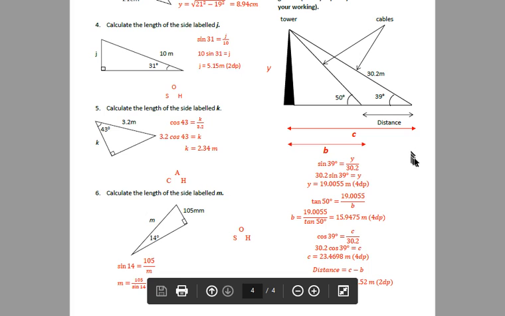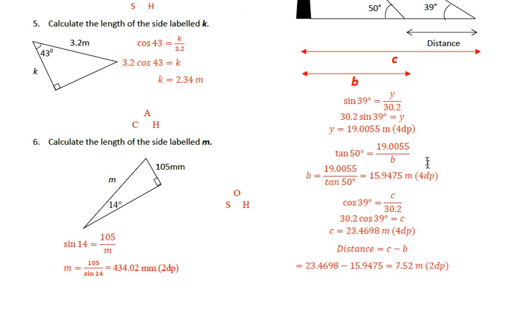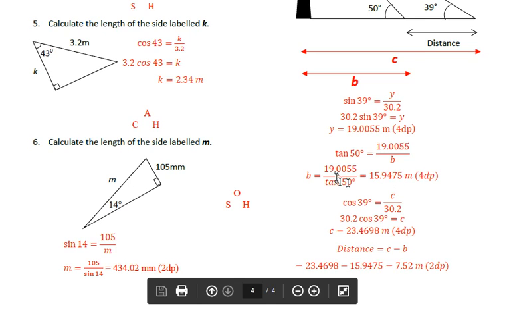Now let's make it so we can see it properly here. Okay, you can see it properly now. The answer's 15.9475, and whoops, sorry, no, it's back there. So 7.52 meters when we round it off.